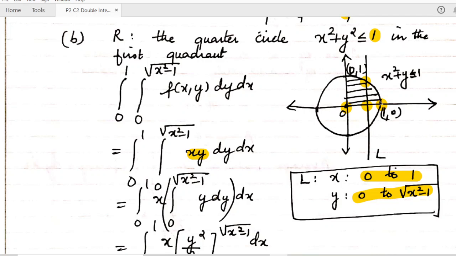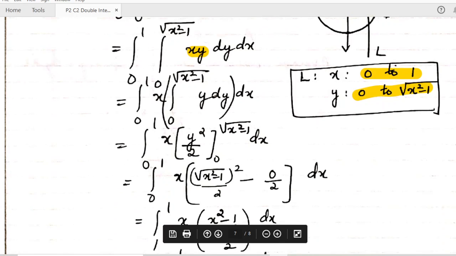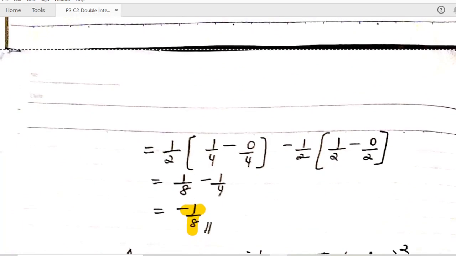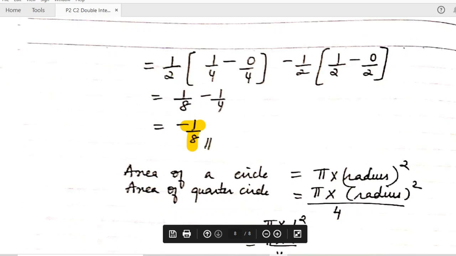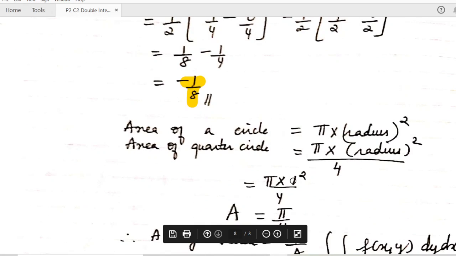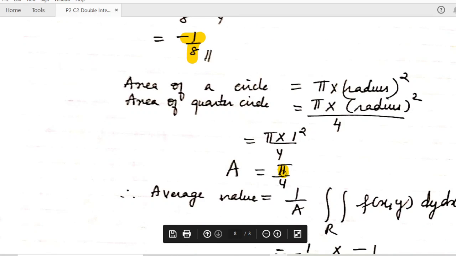So to find the area of only this region, 1/4 of the circle, we have to consider 1 by 4 into the area of the whole circle, that is pi. We know the area of a circle is pi into radius square, so the area of a quarter circle will be pi into radius square by 4. And here the radius is equal to 1. So we get pi into 1 square by 4, that is, the area is equal to pi by 4.